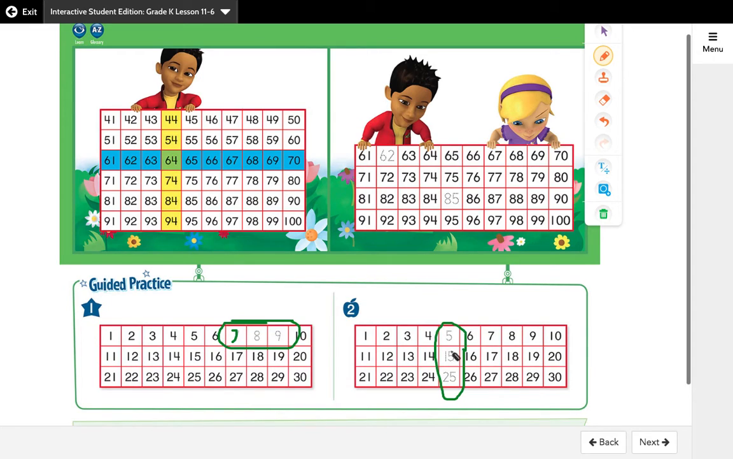Okay, and so when they do this one right here, we want them recognizing again. In this row, it was 4, 5, and 6. In this row, it was 14, 15, 16. In this row, it was 24, 25, 26. So it's kind of a carryover from yesterday's lesson and being able to recognize what number is missing.